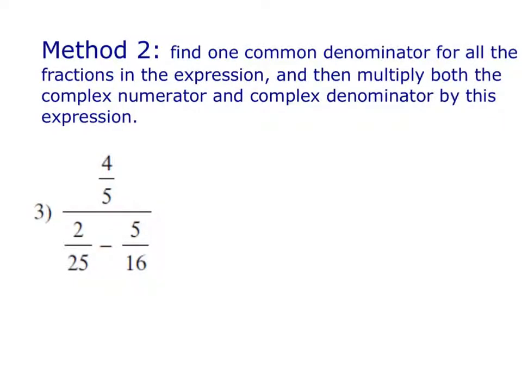The second method would be to find one common denominator for all the fractions in the expression and then multiply both the complex numerator and its denominator by that expression. Now in this case, because this is a number, the expression would be a number. So for instance, 5 is a factor of 25, but not 16. So the common denominator down here would actually be 25 times 16, which I believe is 400.